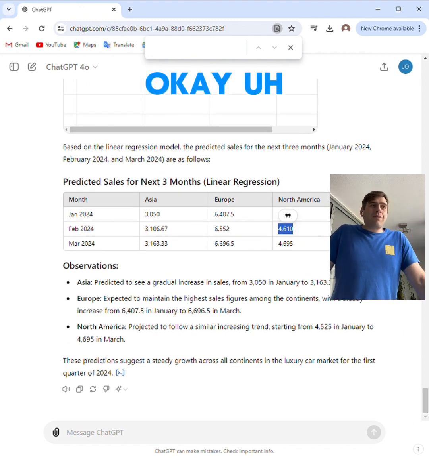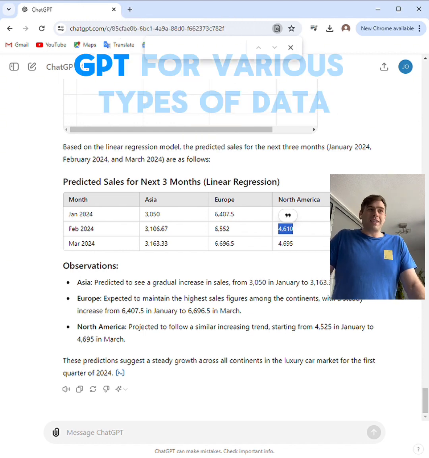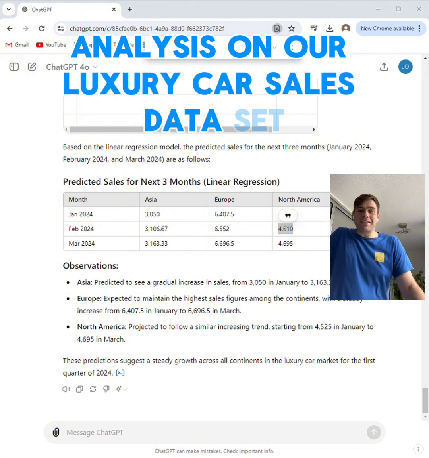Okay, that's it for today. We've covered how to use ChatGPT for various types of data analysis on our luxury car sales dataset.